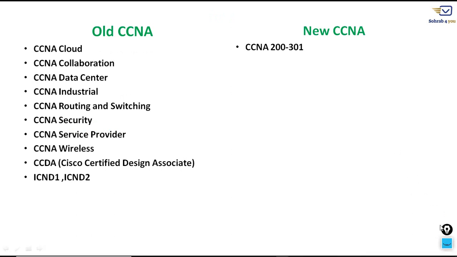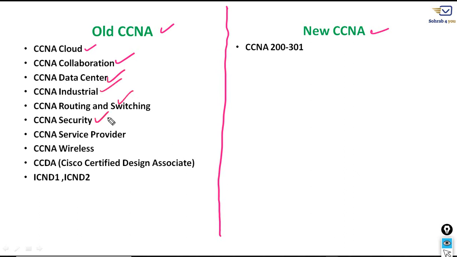So the topics which we are going to cover here are the old CCNA and the new CCNA. Okay guys, let's divide it into two parts: the old CCNAs and the new CCNA. In the old CCNA, we had a lot of CCNAs. Suppose we had CCNA Cloud, CCNA Collaboration, Data Center, Industrial, Security, CCNA Service Provider, Wireless, CCDA, ICND1, ICND2. So we had a lot of CCNAs.